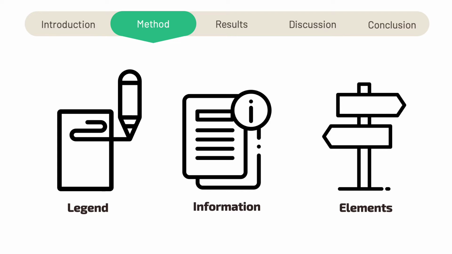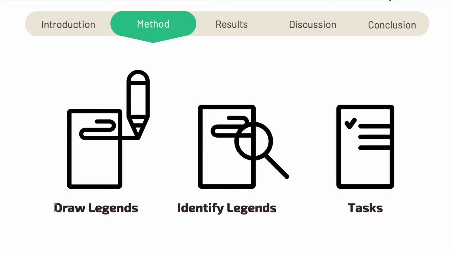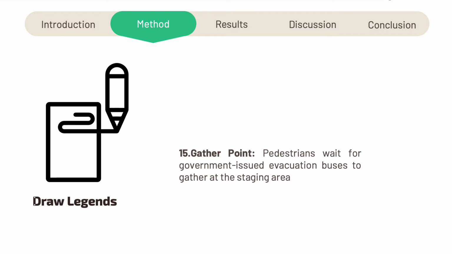We divided our methods into legend, information, and elements to explore each user's satisfaction. There are 3 parts of the experiment. Participants were required to draw legends, identify legends, and use 3 different Taiwan current maps to complete tasks. In the first part, participants will see a title and there will be an explanation of the icon function below. They have to complete the icon and explain what drawing elements were used in their ideas.